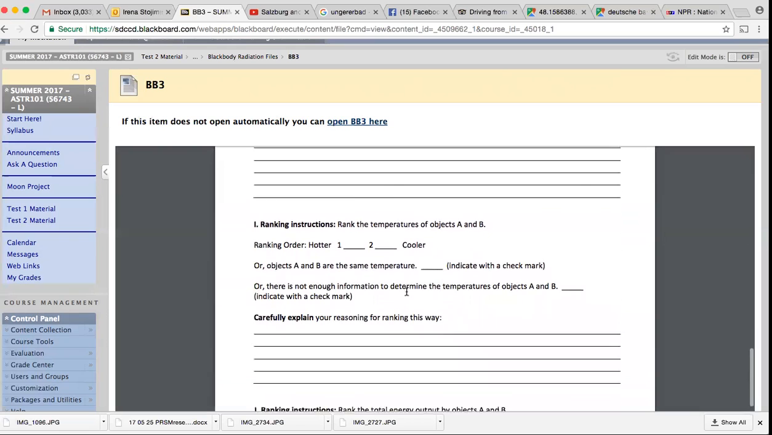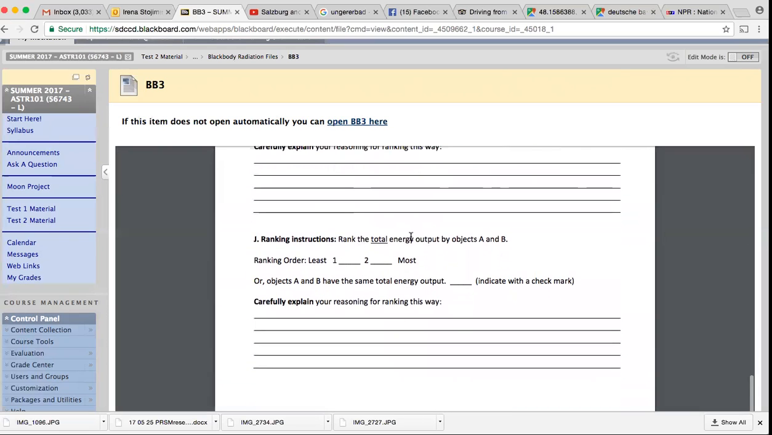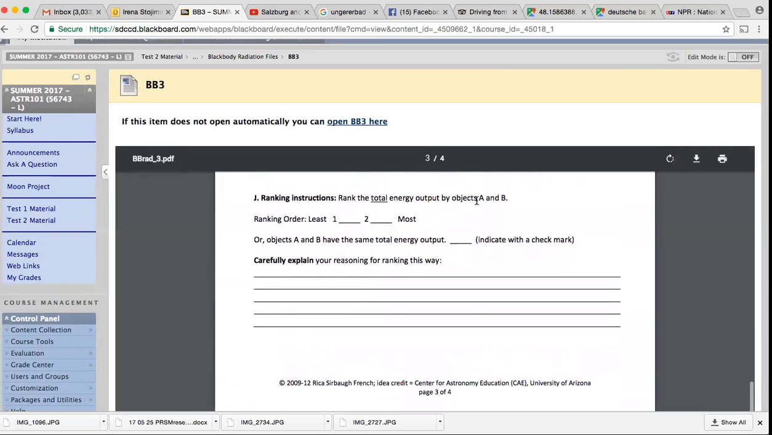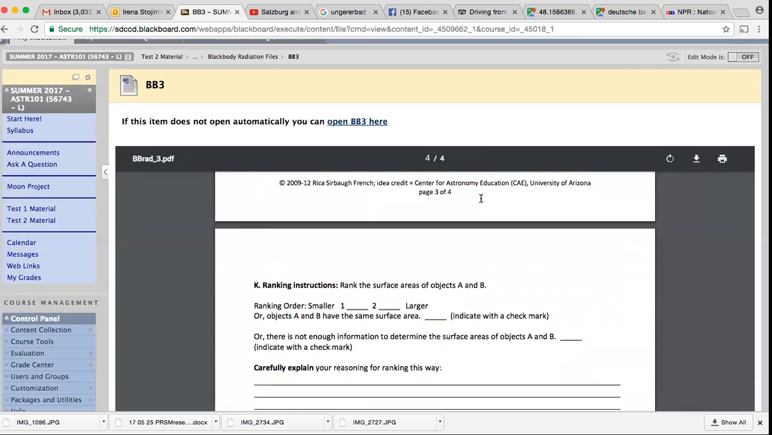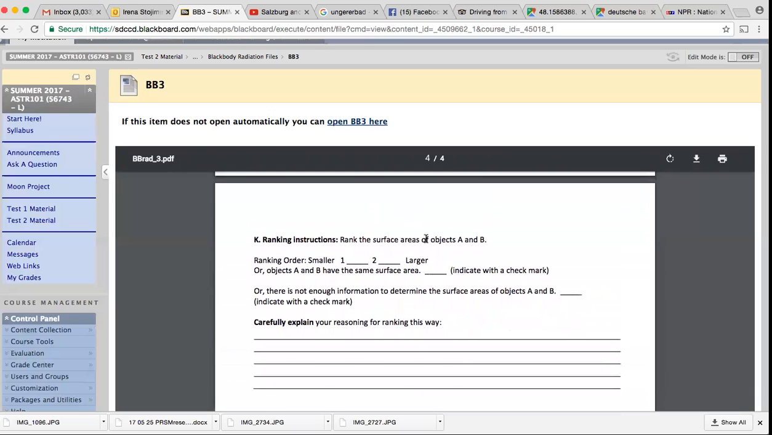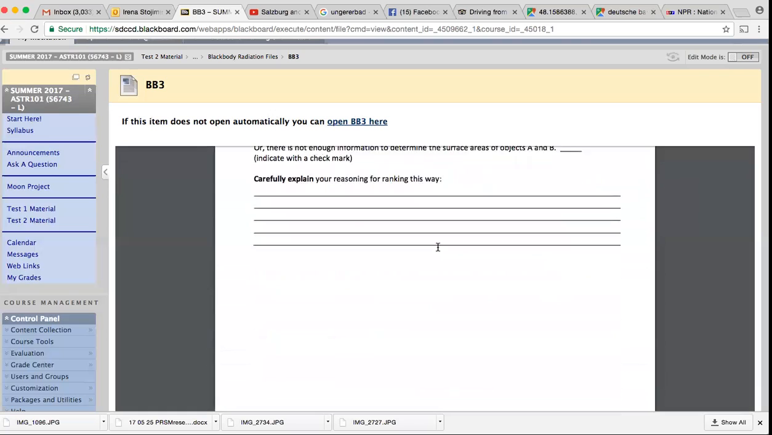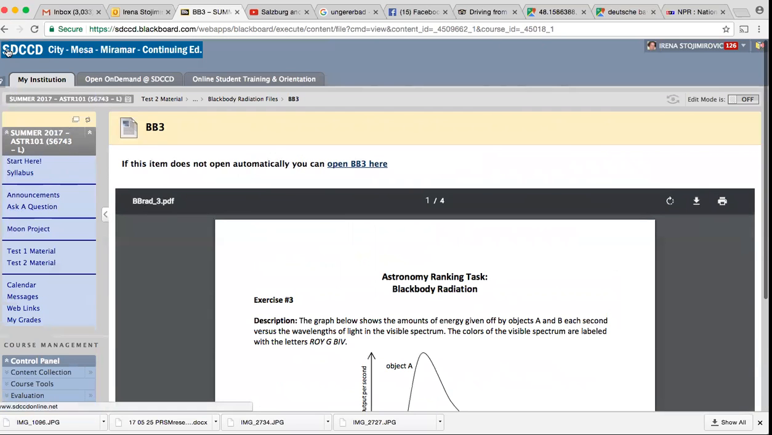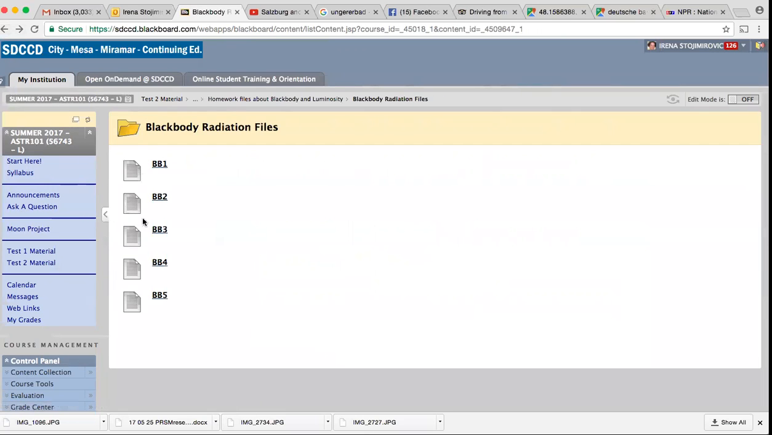So then the temperatures are the same. The total energy output is different. We already said the taller curve means more energy, from object A. And which one is bigger? Object A would be bigger. Okay, very good. So that's the hard one, and I think the other two are also kind of hard.